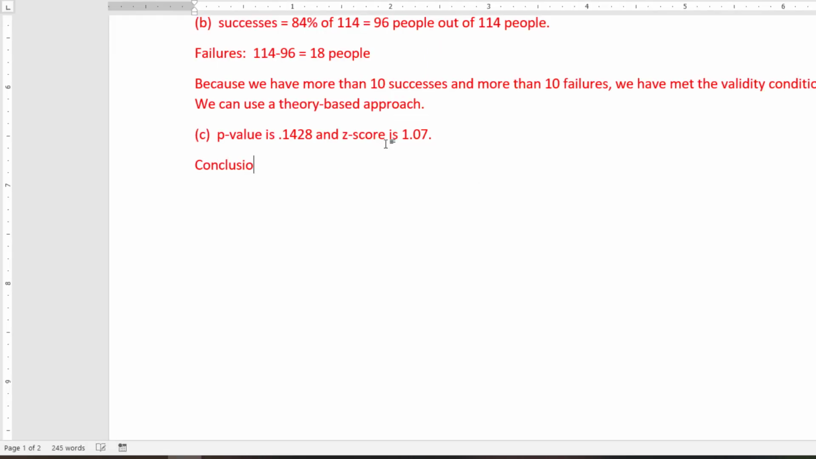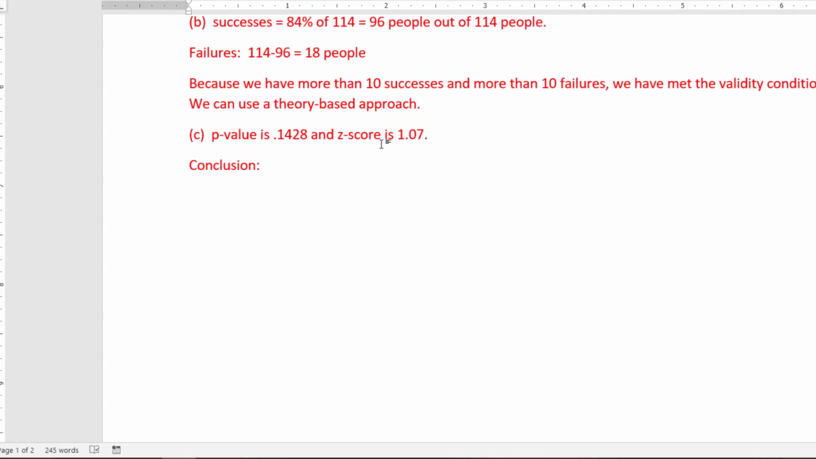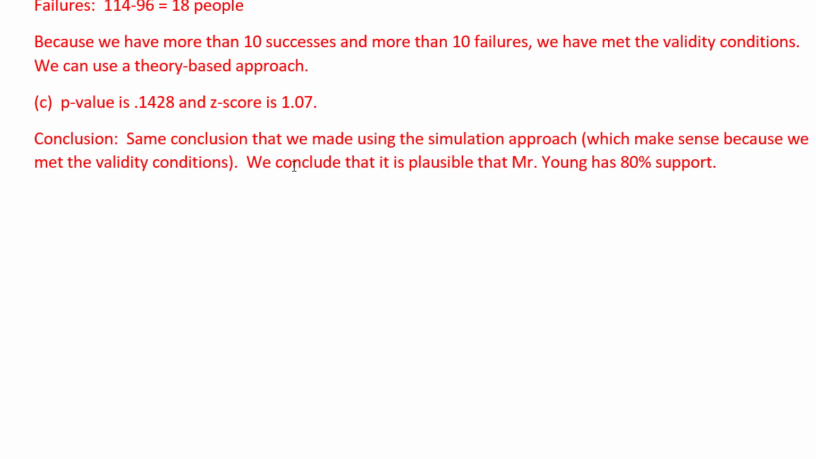For the conclusion, notice, since we met the validity conditions, the conclusion that we draw using our theory-based approach will match up with the conclusion we drew when we did a simulation approach. So you'll notice, again, our p-value is big, it's 0.1428, and our z-score is small, it's only about one standard deviation above the hypothesized value of the mean. So since we have a big p-value, we conclude that the null is plausible. Since we met the validity conditions, we have the same conclusion using the theory-based approach or the simulation-based approach. We say that it is plausible that Mr. Young has 80% support.